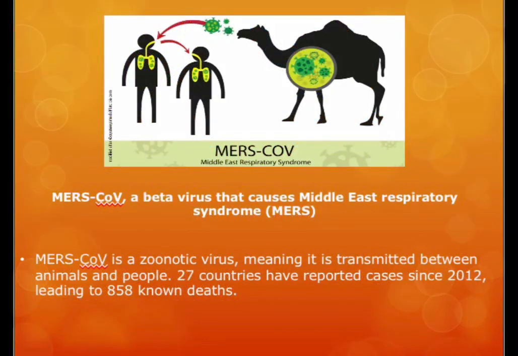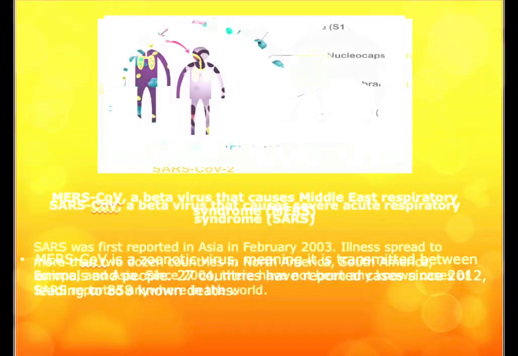MERS coronavirus, a beta virus, causes Middle East Respiratory Syndrome, or what we call MERS. MERS is a zoonotic virus, meaning it is transmitted between animals and people. 27 countries have reported cases since 2012, leading to 852 known deaths.